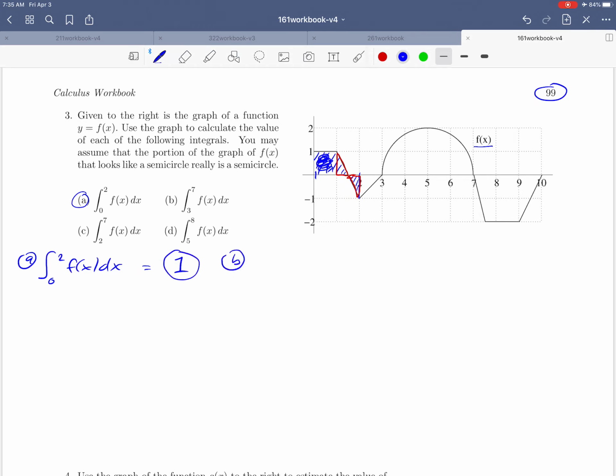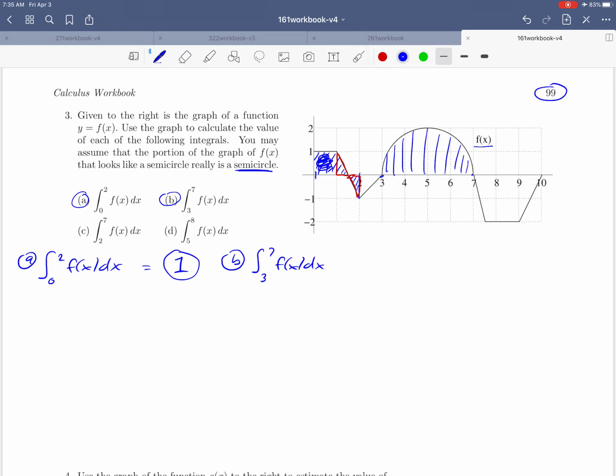Okay, what about part B? Well, there we're looking at the integral from 3 to 7. So let's maybe start by shading that area in our picture. We're starting here and we're stopping here, and notice that that's the area of a semicircle. They tell us that in the problem. The question is, how do we find that area?